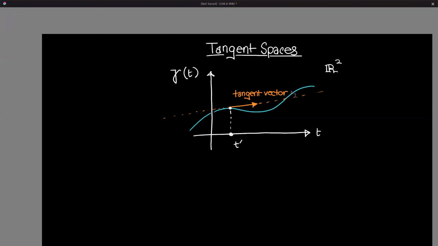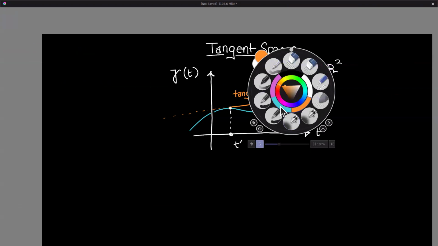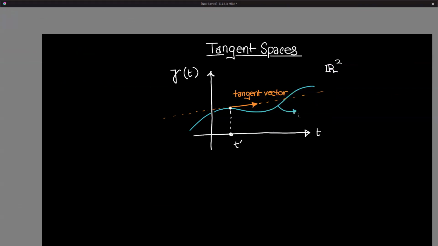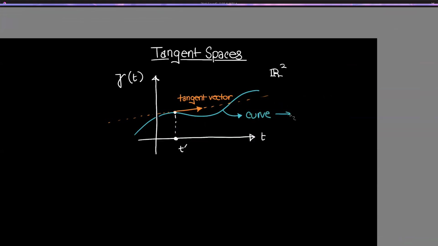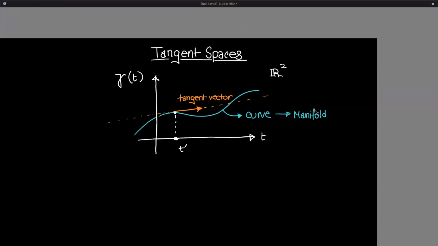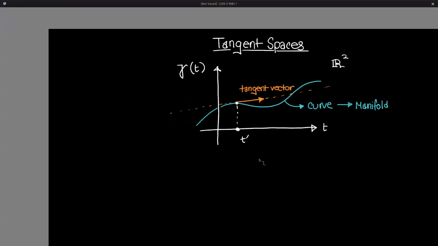And so what we really want to do is promote this tangent vector to a general manifold. So this curve is what we're going to generalize to be the manifold. In fact, this curve is a manifold, and so you can think about it the other way around: whatever definition for a tangent vector we come up with will have to boil down to this tangent vector when we have this kind of curve be the manifold.